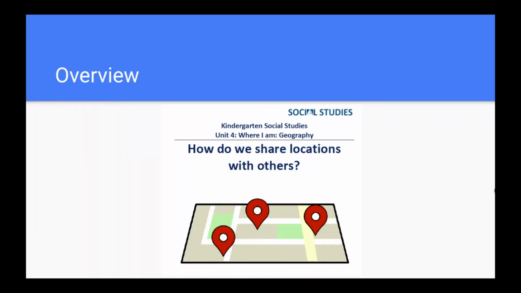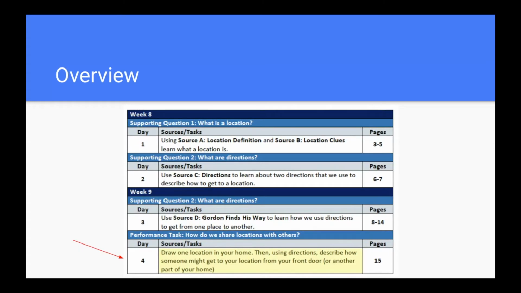For weeks 8 and 9 of the Social Studies Learning Plan, we are going to learn about geography in order to answer the compelling question, how do we share locations with others? You will respond to the compelling question by identifying and drawing one location in your home. Then, using directions, you will describe how someone can get to your location from the front door of your home.